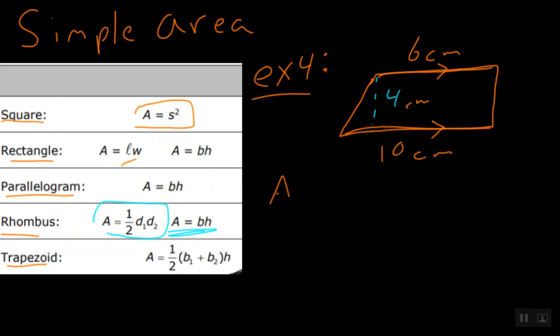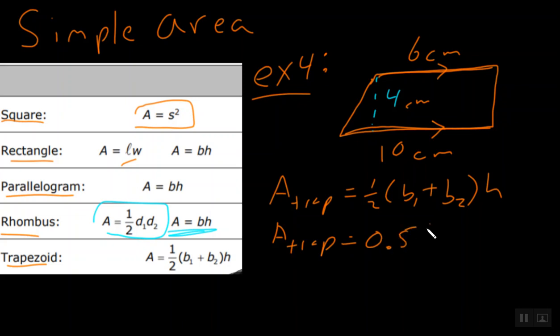We would say, our area of a trapezoid is equal to 1/2 times B1 plus B2, times the height. And when I go to plug in everything there, I say, okay, let's call that 0.5 times our base 1, which is 6, plus our base 2, which is 10, times our height of 4. Now let's go ahead and do two things here. Next, we know that multiplication is something that we call commutative. You can switch the order.